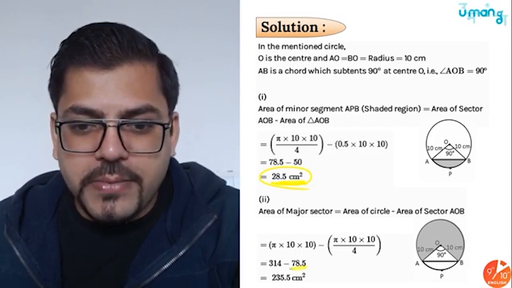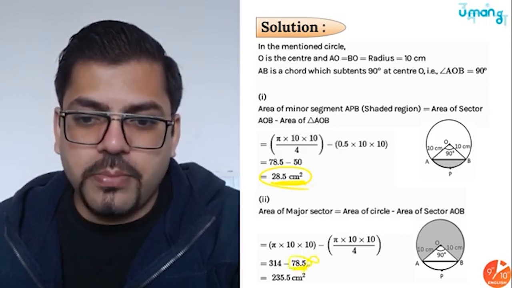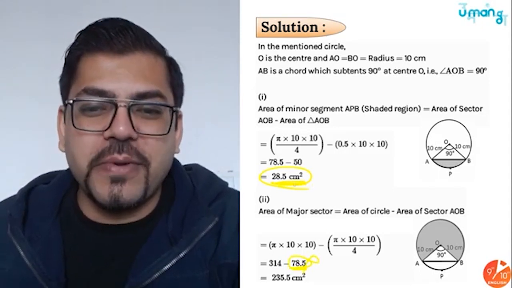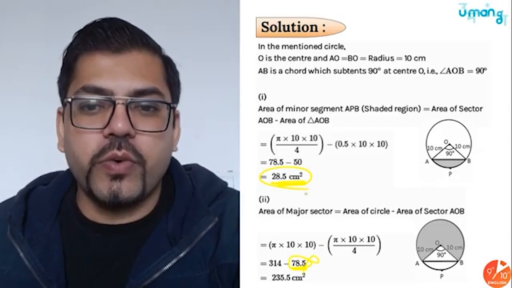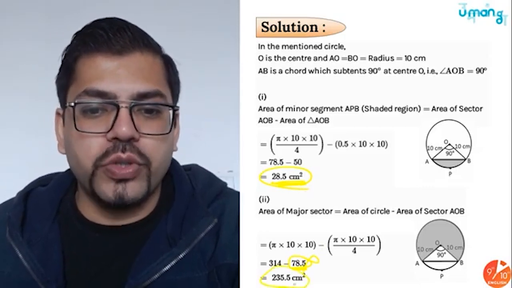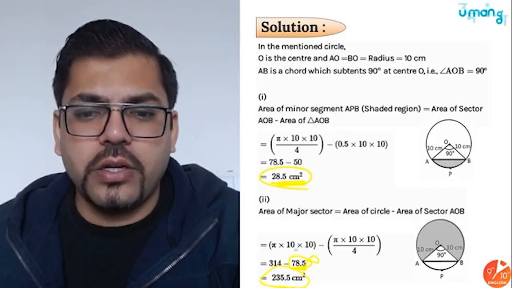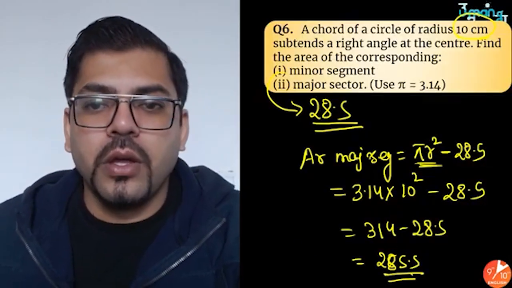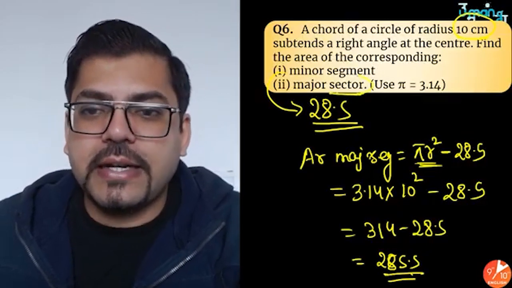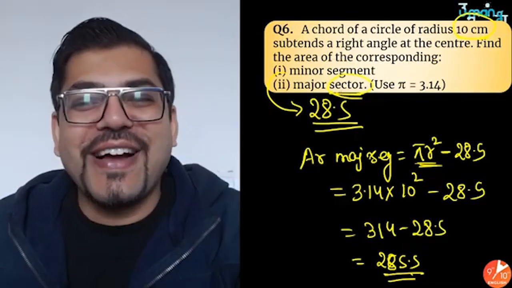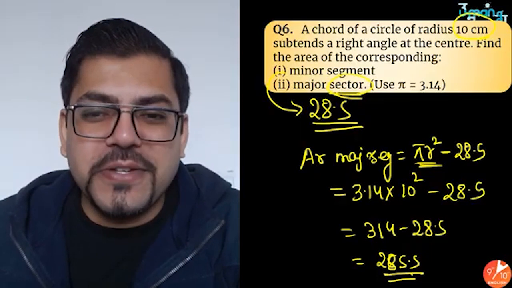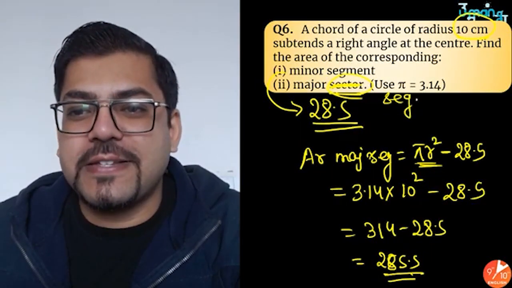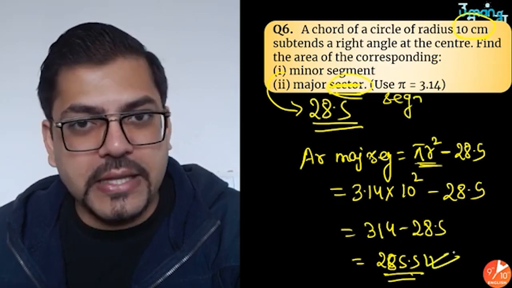Now they subtracted by mistake 78.5, which is wrong, because 78.5 should not have been subtracted. The subtraction part should have been 28.5. So here with 28.5, you won't get 235.5. You'll get what I have written, this one, 285.5. By mistake, that has been done. Okay, wait. This is major sector, yeah. I forgot it. This is major sector. Okay, let me change the question itself. So in case this would have been major segment, this is the answer. For major segment, this would have been the answer.